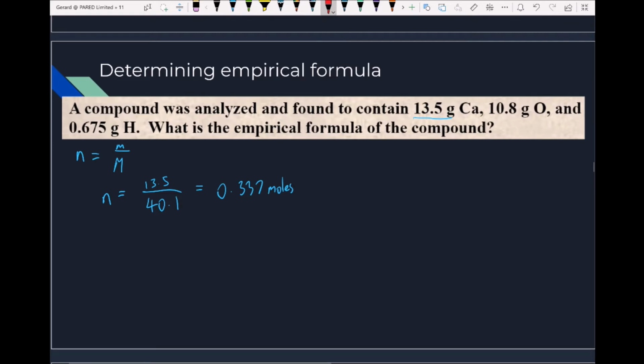So for oxygen, we've got a mass of 10.8 grams. That's our mass of sample. The molar mass of oxygen is 16.00. And so the number of moles that we'll end up with is around 0.675 moles. And finally, for our hydrogen, we've got 0.675 grams, and the molar mass of hydrogen is 1.008. Okay, so the number of moles is also 0.675.